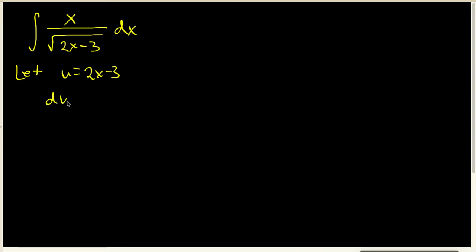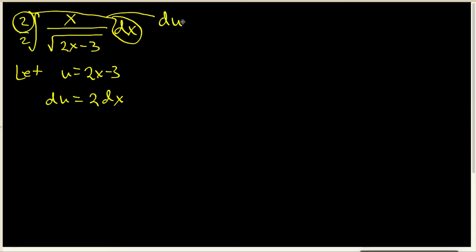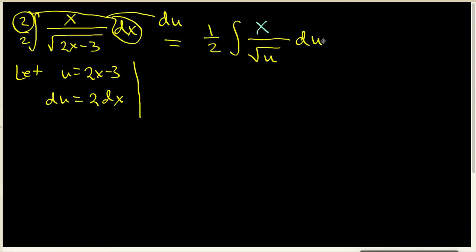And when I do that, the du simply becomes 2 dx. And so if I put a 2 over 2, that 2 and that dx form together to make the du. At this point, my integral now looks like 1/2 the integral of, well, gee, I still have that stupid x inside the integral, but the rest of this is going to be the square root of u du, because this 2 and the dx went into that du.